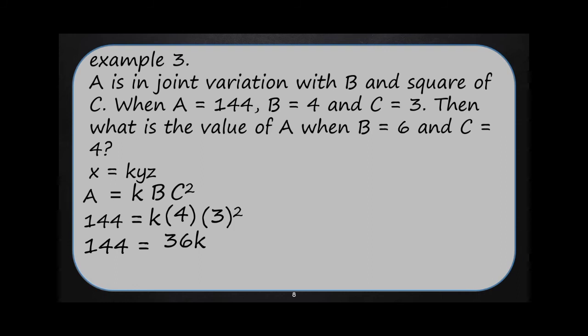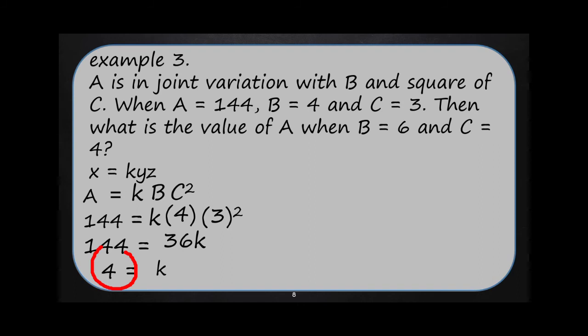So, divide both sides by 36 to get the value of K. So, 144 divided by 36 is equal to 4. Then, this is equal now to K. So, what is the value of K? It is 4.